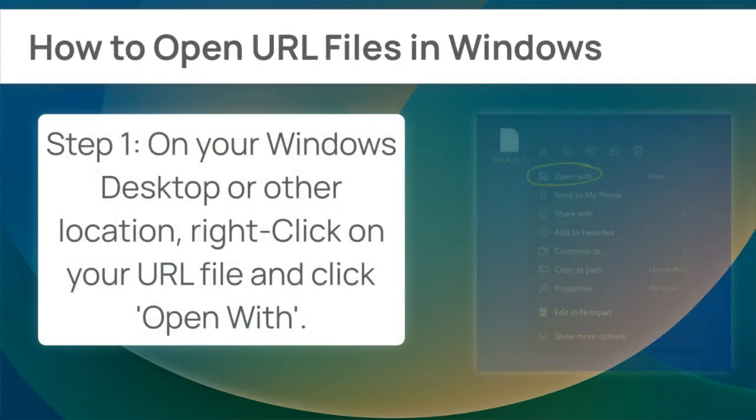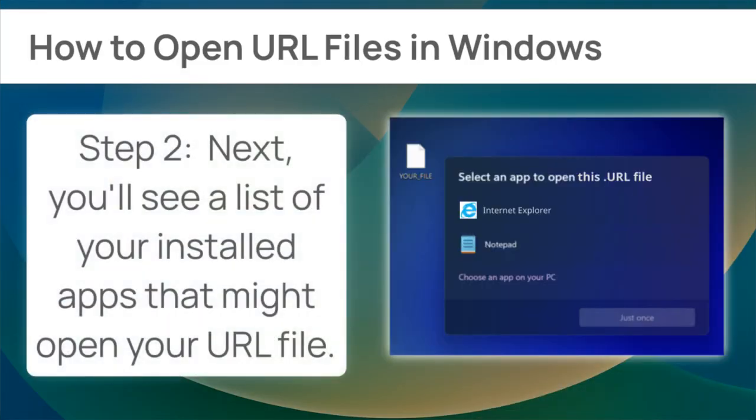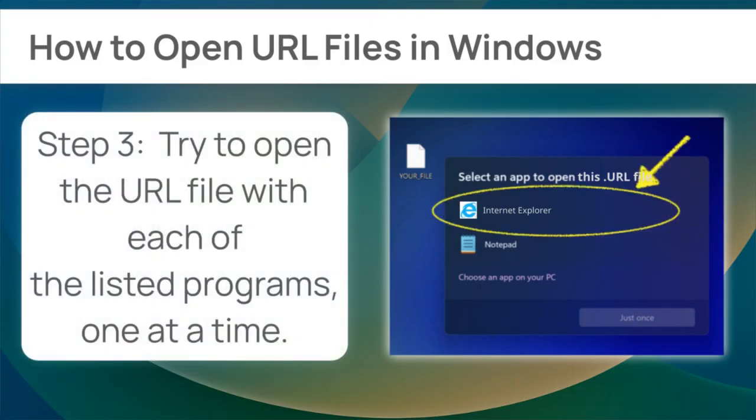Let's find the specific program that recognizes the file's signature. Right-click the URL file and hit Open with Internet Explorer if available. If not, choose a different app. Compatibility is the likely issue.